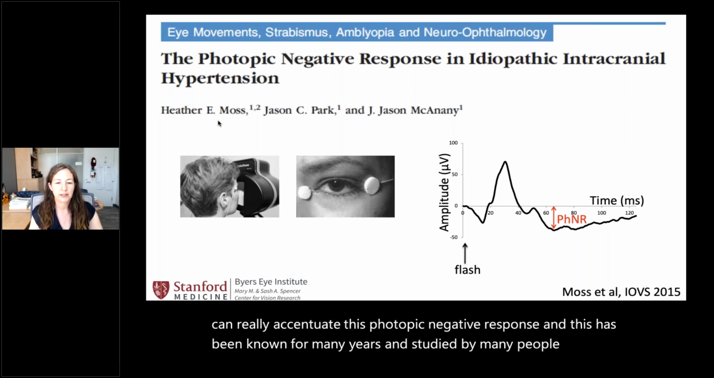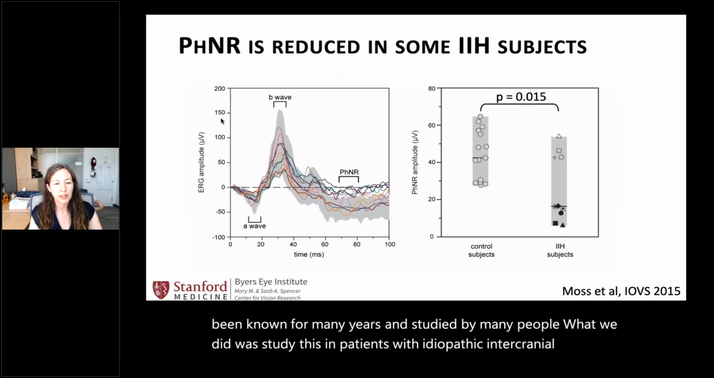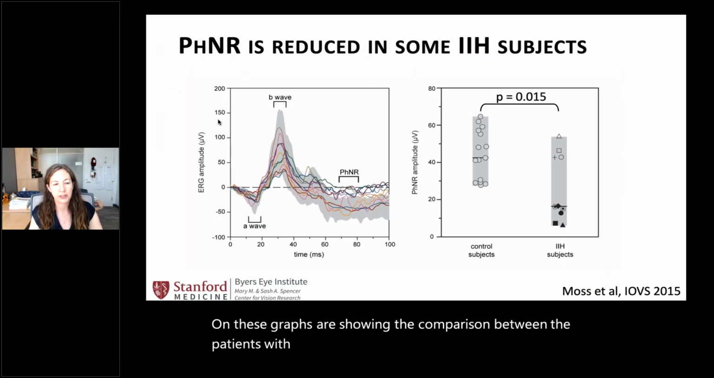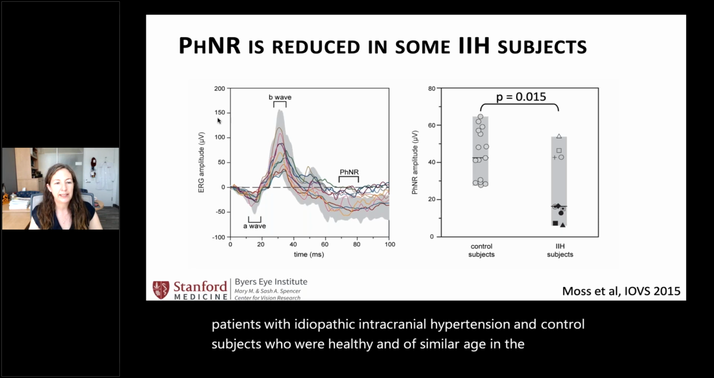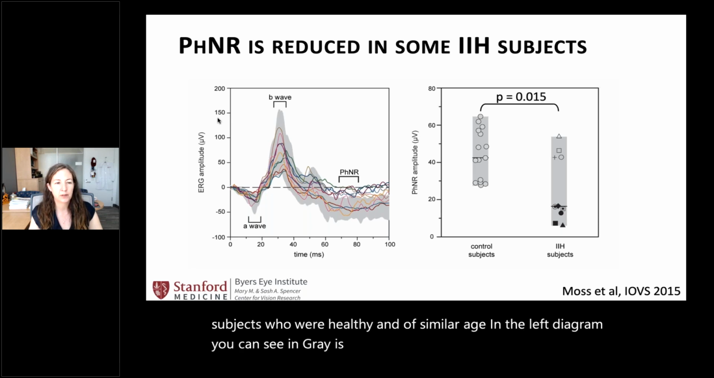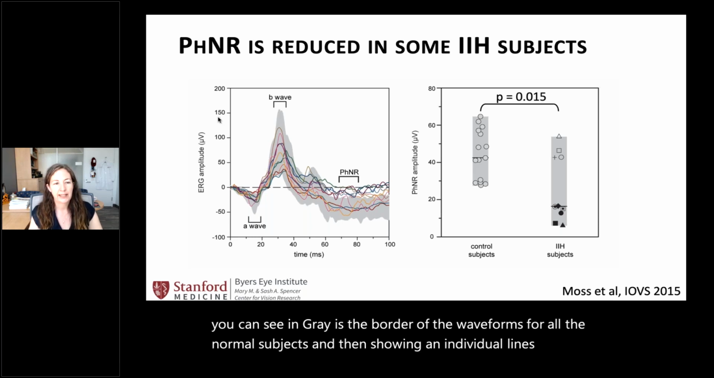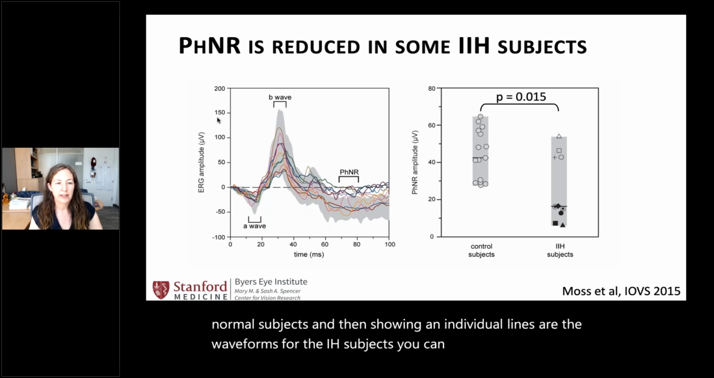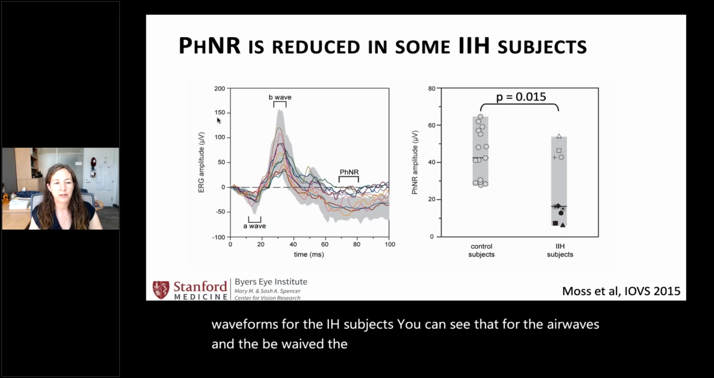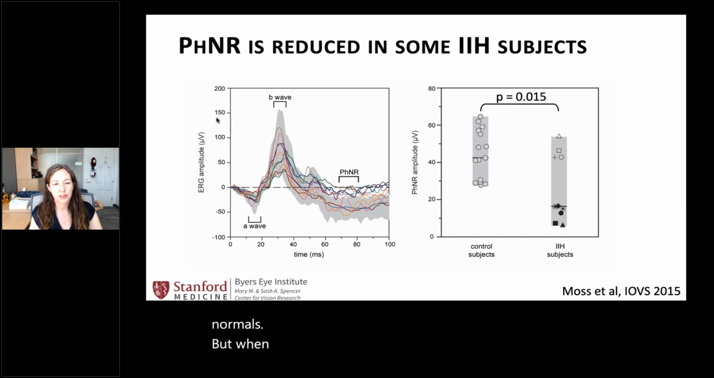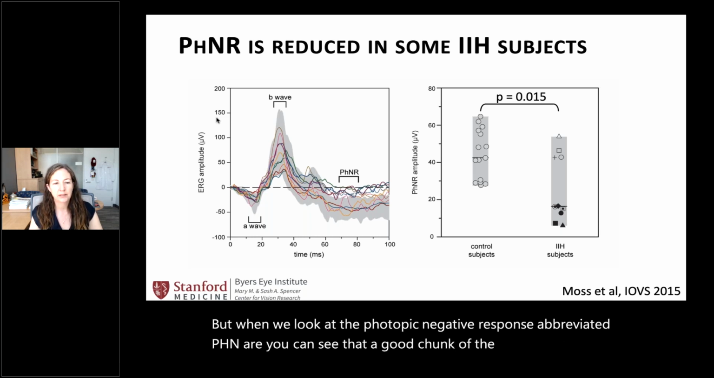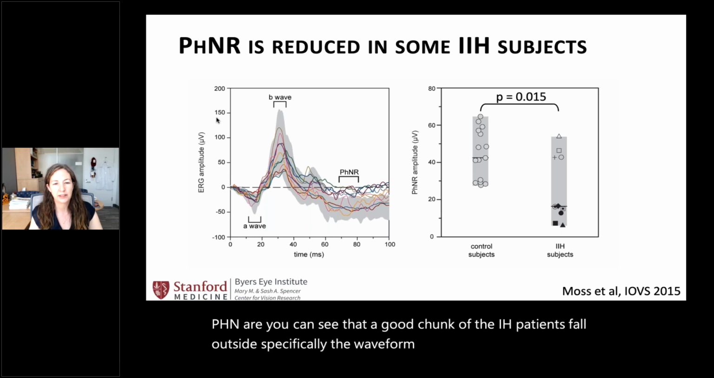What we did was study this in patients with idiopathic intracranial hypertension. On these graphs are shown the comparison between the patients with idiopathic intracranial hypertension and control subjects who were healthy and of similar age. In the left diagram, you can see in gray is the border of the waveforms for all the normal subjects. And then shown in individual lines are the waveforms for the IIH subjects. You can see that for the A wave and the B wave, the IIH waveforms fall within the gray of the normals. But when we look at the photopic negative response, abbreviated PHNR, you can see that a good chunk of the IIH patients fall outside. Specifically, the waveform is of lower amplitude than it is for normals.